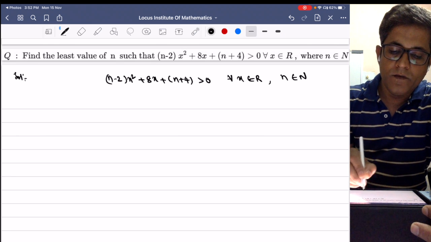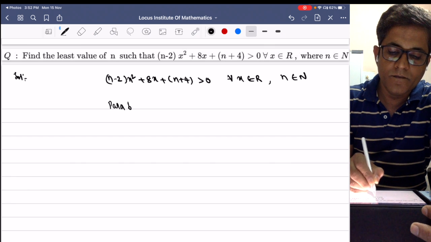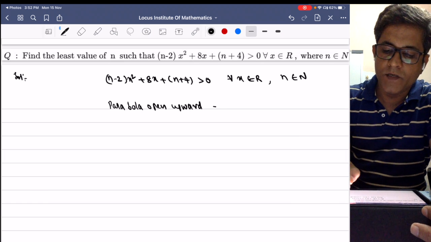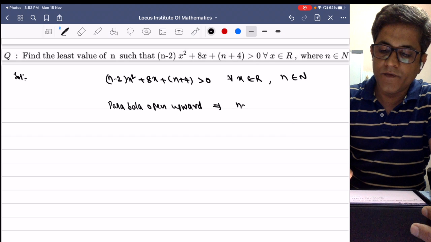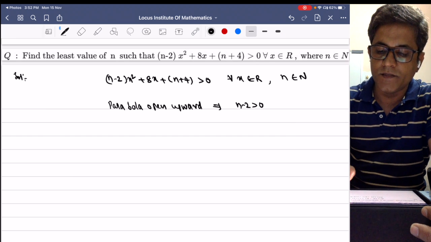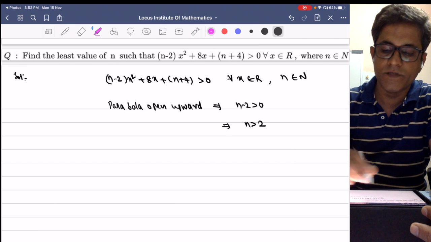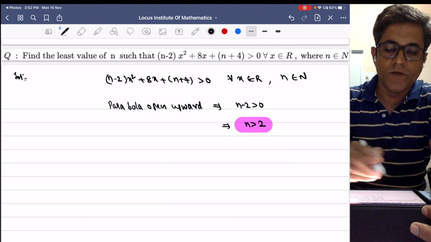So here the parabola opens upward. That implies the coefficient of x², that is n − 2, must be greater than 0. That implies n is greater than 2. So this is the first condition. Give this number 1.